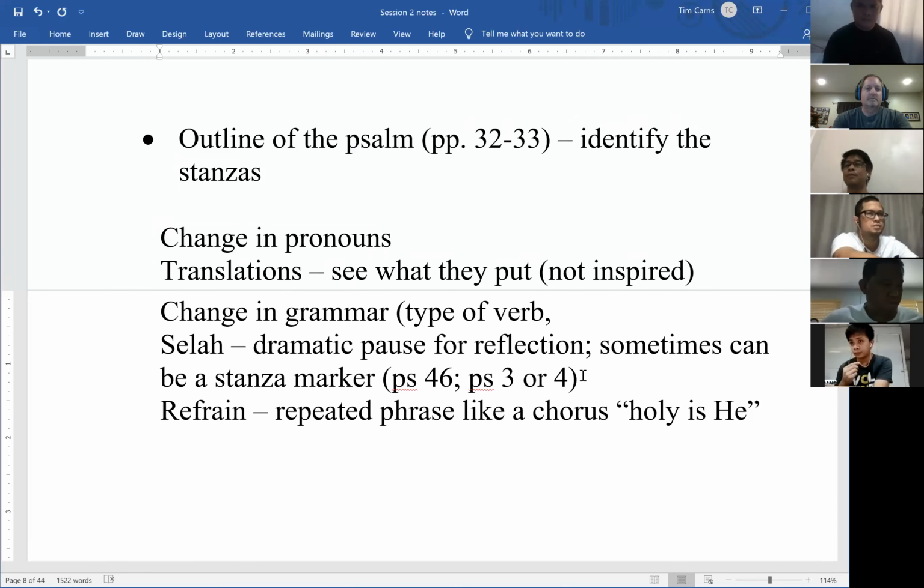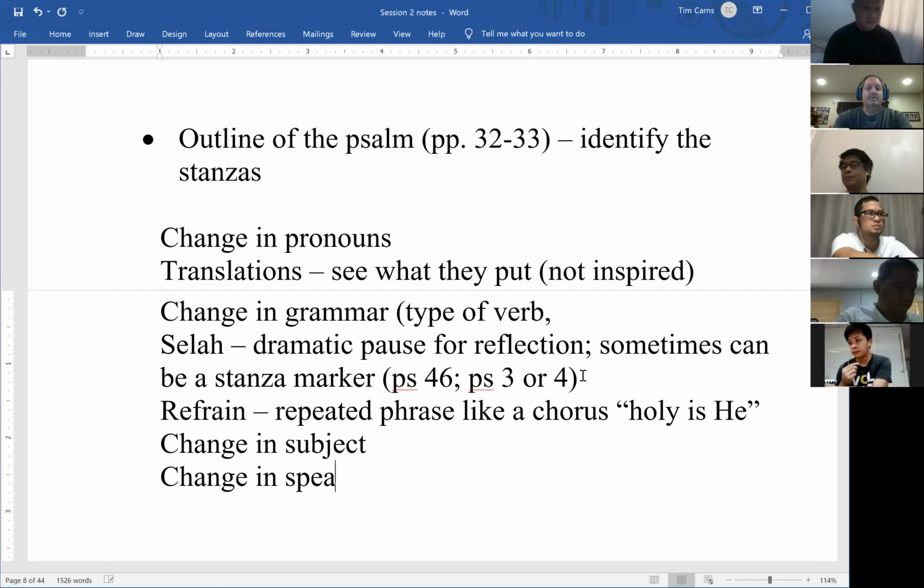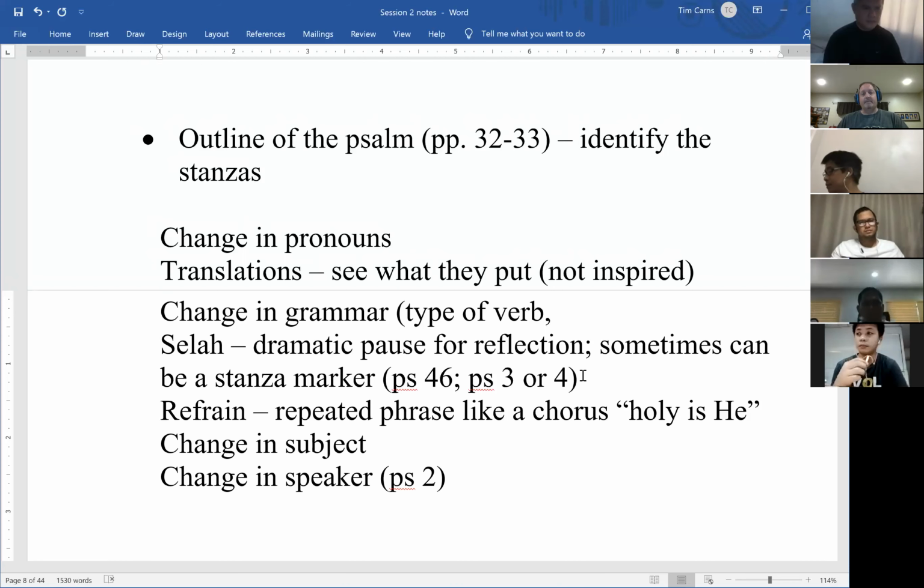How about a change in subject? Change in subject. Yeah. Or sometimes a change in speaker. Yes. Psalm 2 is a great example of that, where you have the psalmist speak, and then the Father speaks, and then the Son speaks, and then it goes back to the psalmist. It's almost like a dialogue there. We see that in Habakkuk, which is written in poetic form. There's a dialogue, so a change in speaker marks out the structure of the poem.